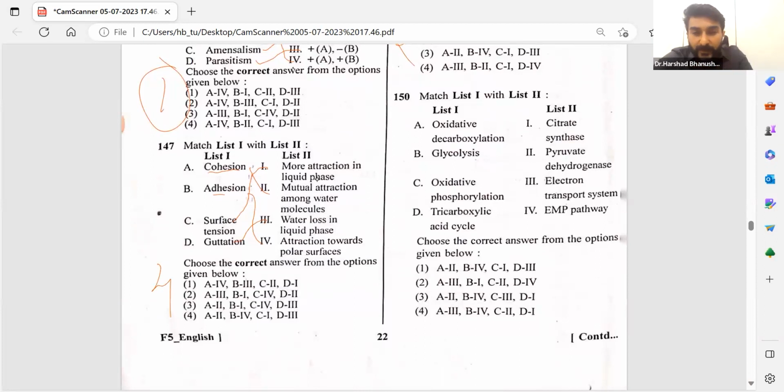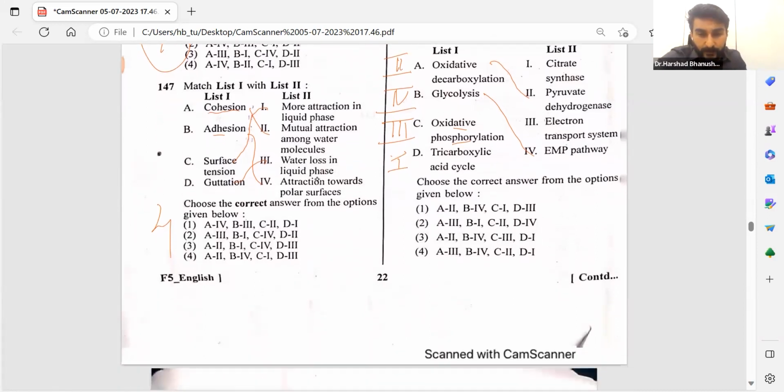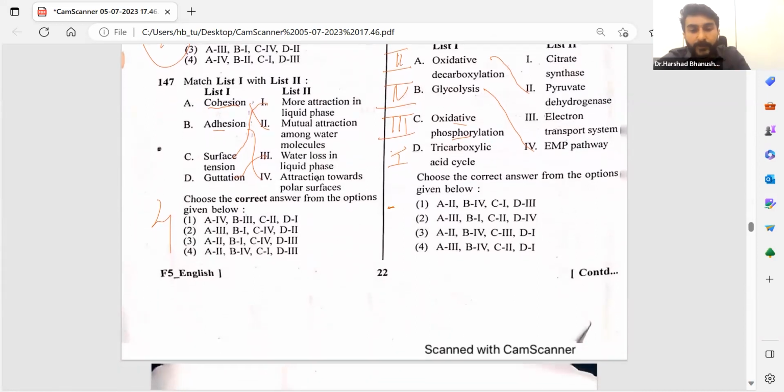Oxidative decarboxylation is brought about by pyruvate dehydrogenase. Glycolysis is EMP pathway. So A will be 2. B will be 4. Oxidative phosphorylation is the other name for electron transport system. So C would be 3. And tricarboxylic cycle, that is Krebs cycle, involves citrate synthesis. So D would be 1. So 2431, that's option number 3.